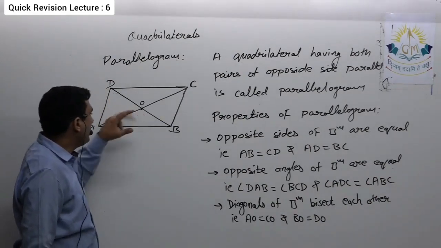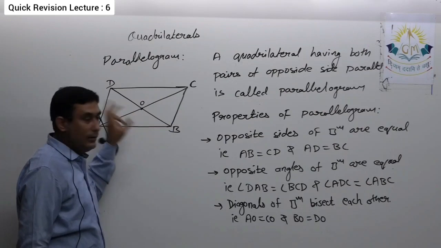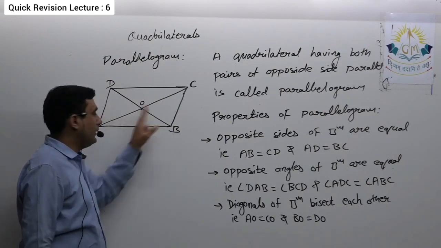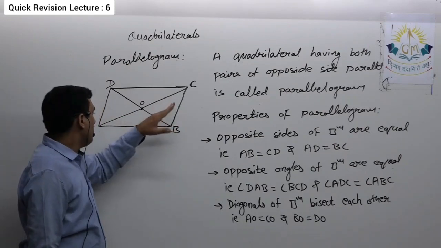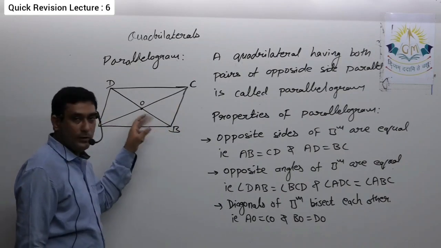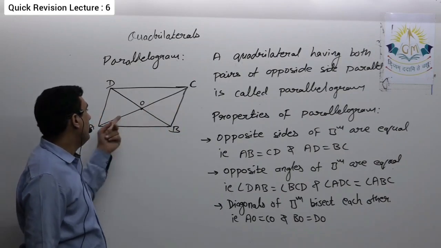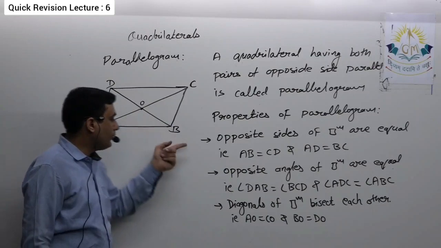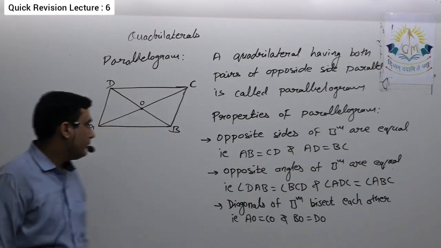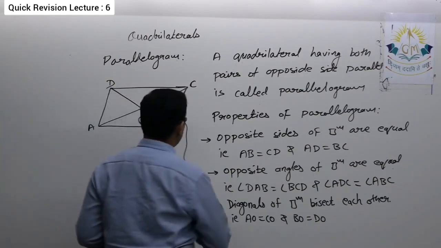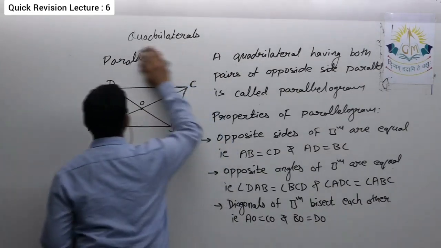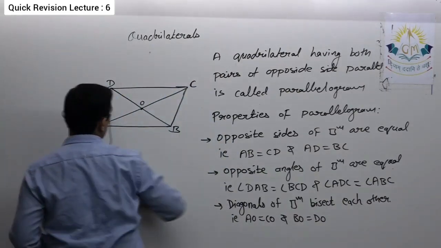Bisect each other means DB bisects AC. When DB bisects AC, that means AO equals CO. Also AC bisects BD because it is written they bisect each other. So AC bisects DB, that is DO equals BO. Okay, so these are the definition and properties of parallelograms. Now next we will see the rectangle.